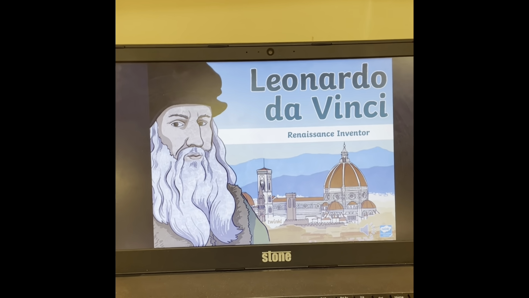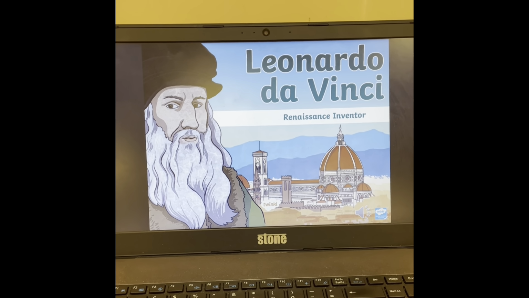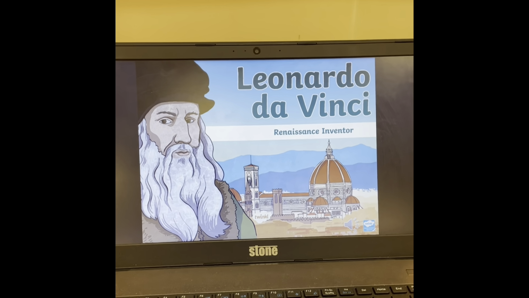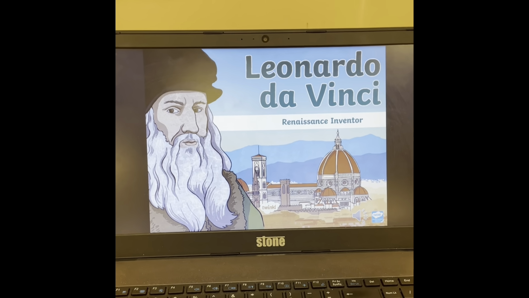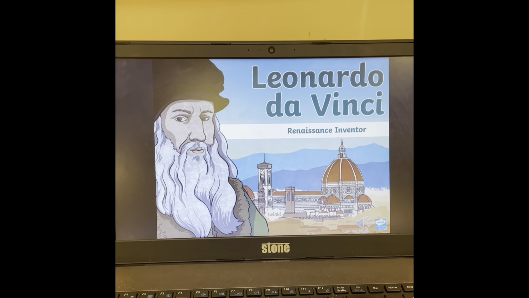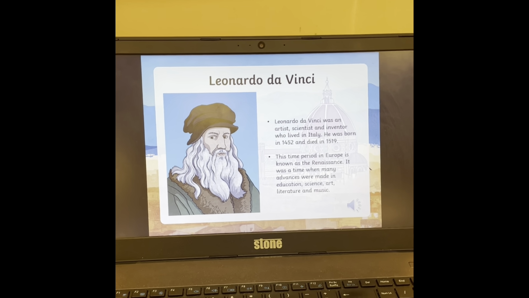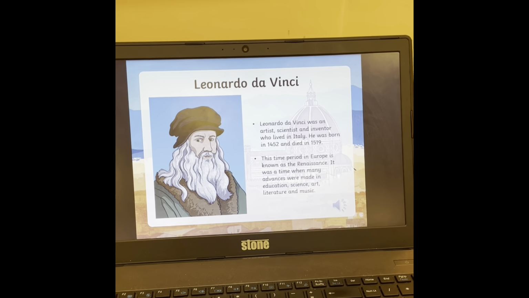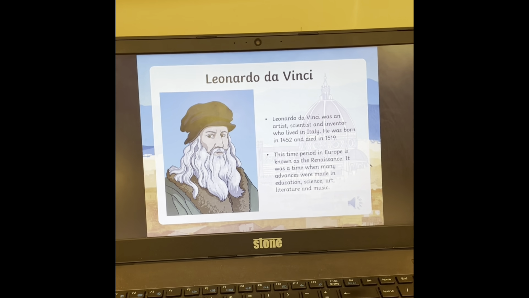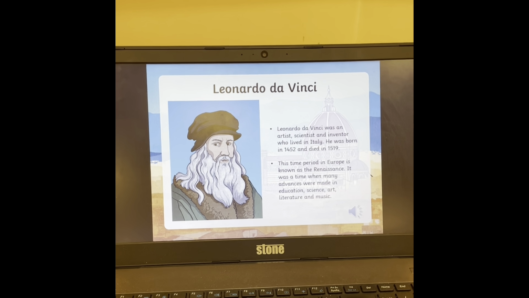Leonardo da Vinci was a Renaissance inventor, and Renaissance is a period of time, a bit like Tudor was the period of time that the houses were built in the Great Fire of London. So this is the Renaissance period, and he was an inventor. He was an artist, a scientist, and an inventor who lived in Italy. He was born in 1452 and died in 1519. And this time period was called the Renaissance.